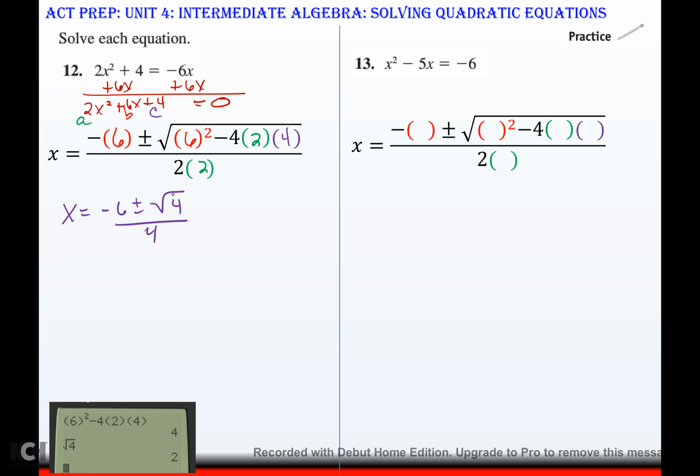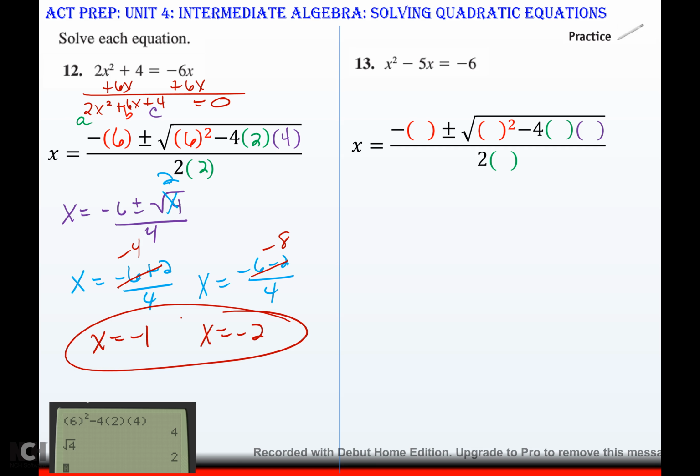The square root of 4 is 2, so my two solutions are x equals negative 6 plus 2 over 4, and x equals negative 6 minus 2 over 4. Simplifying those, negative 6 plus 2 is negative 4, divided by 4 is negative 1. Negative 6 minus 2 is negative 8, divided by 4 is negative 2. Okay.